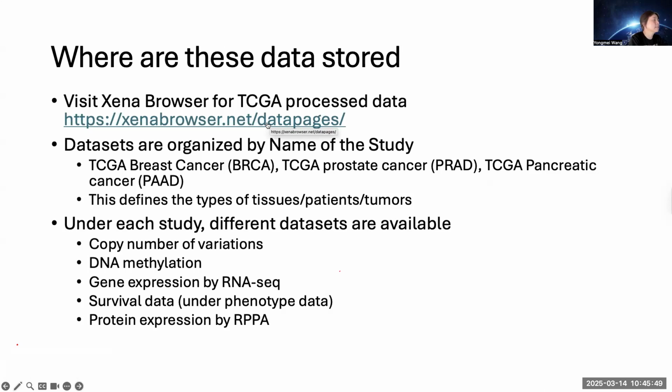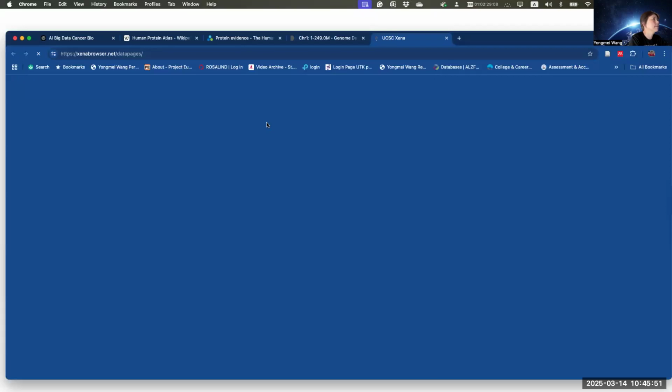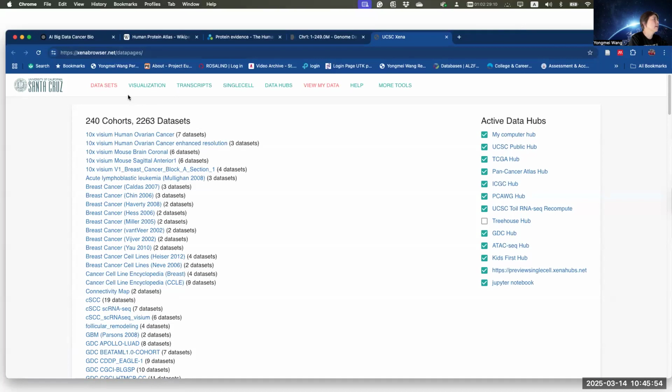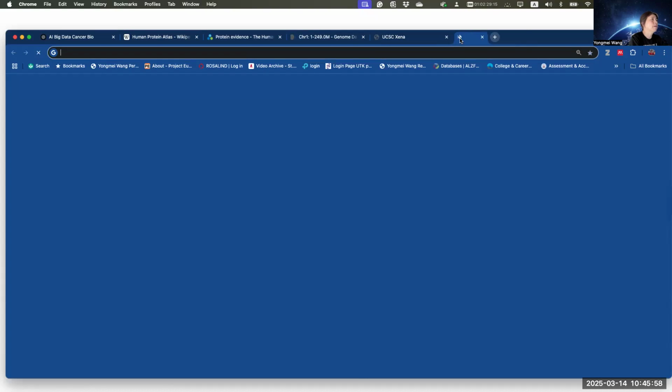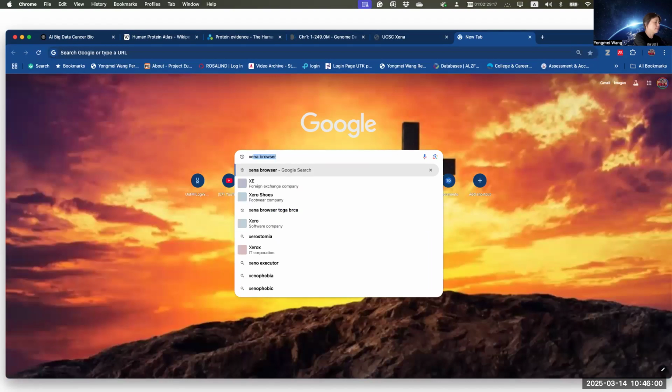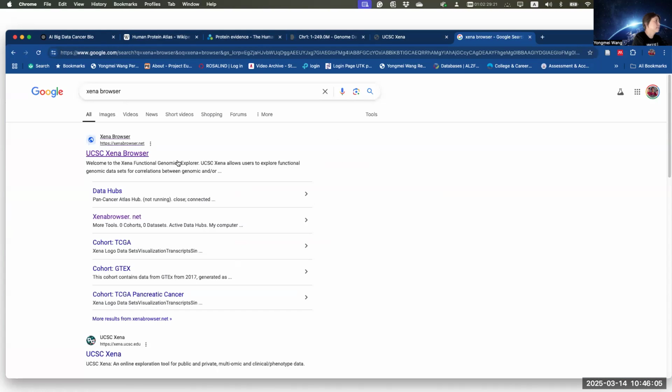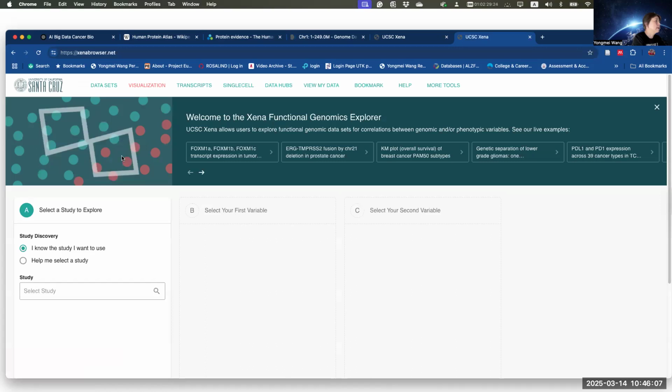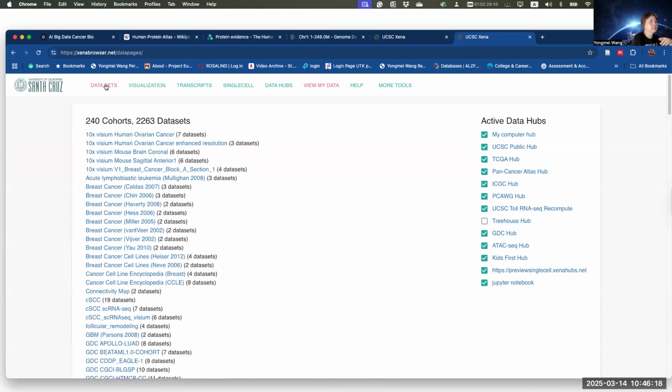Okay, so if you click this one and then you go there, this is the Xenon brother. And I go to the data sets directly. If you somehow don't remember where it is, you can Google, you say Xenon brother. You can come here, and this is the first page. It gives you a lot of tools for viewing the data, but I did not find viewing the data on the browser that helpful. What we do is always go to the data sets and download the data and manipulate it ourselves.